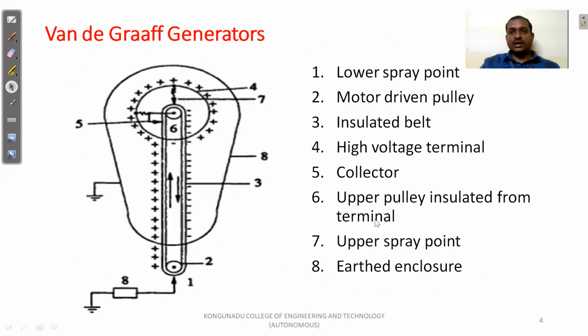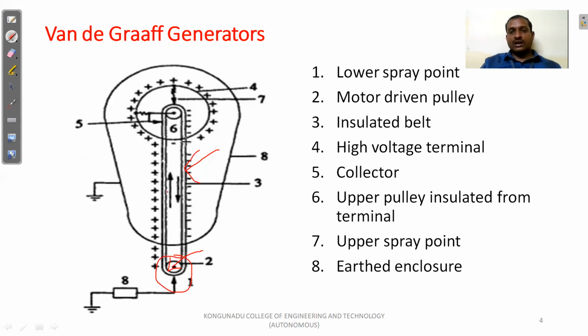So this is a construction diagram of the Van de Graaff generator. These are the parts of the generator. Part 1 is called the lower spray point, where we spray the charge. Part number 2 is the motor driven pulley. This pulley drives the belt, and then the belt moves from the lower electrode to the higher electrode. Part 3 is the insulated belt. This belt is insulated, and it carries the charges between the electrodes.